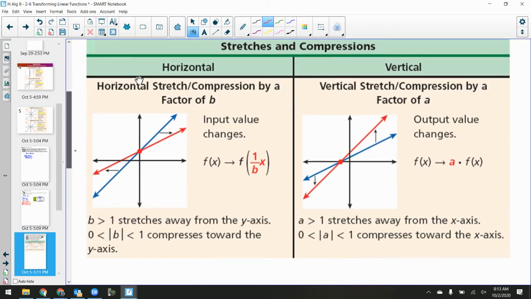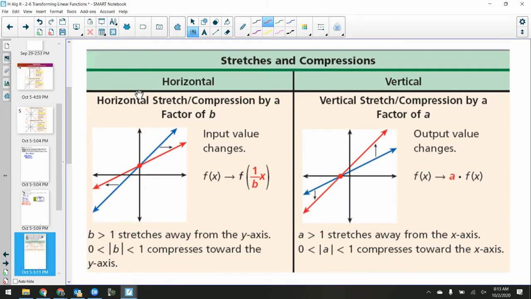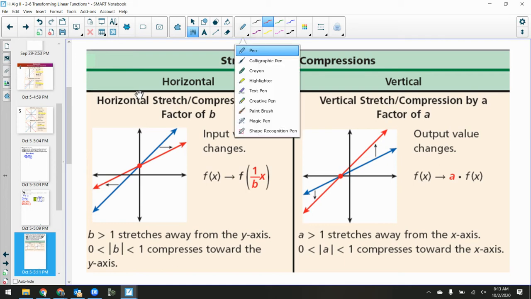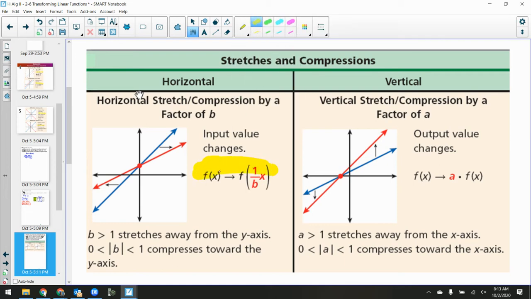So let's take a look here. Okay. These are the stretches and compression rules. Here is my horizontal rule, and here is my vertical rule. They're actually the same for stretches and compression. Okay. So let's do horizontal first. Horizontal stretch or compression is going to be f of x is going to map to f of 1 over b x.